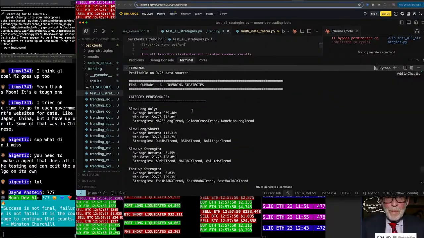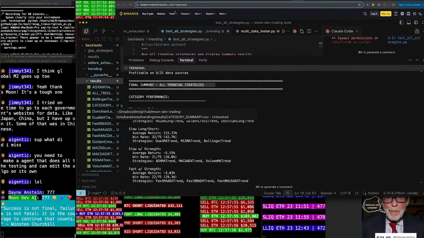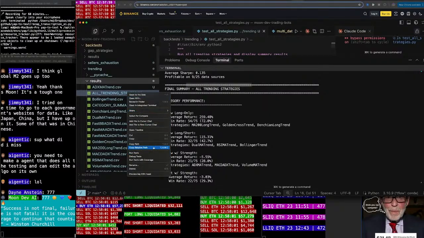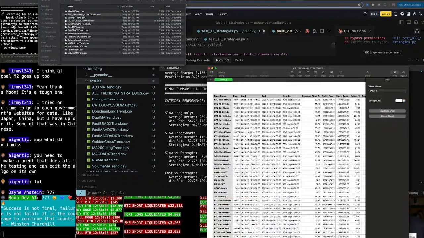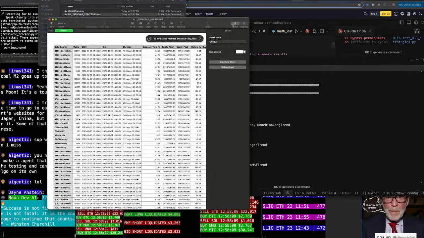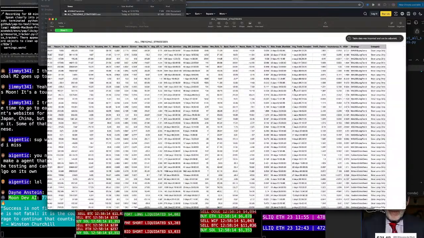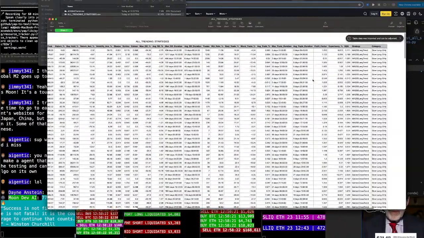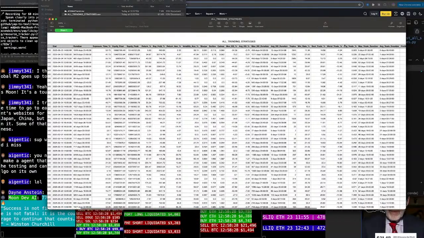And then there should be a combined one. Final all trending strategies here. Results here. All trending strategies. Let's go ahead and check this out. Reveal and finder here. All trending strategies here. And these are all the trending strategies we just backtested. Amazing. Category and strategy name. So let's see what the best few things are.